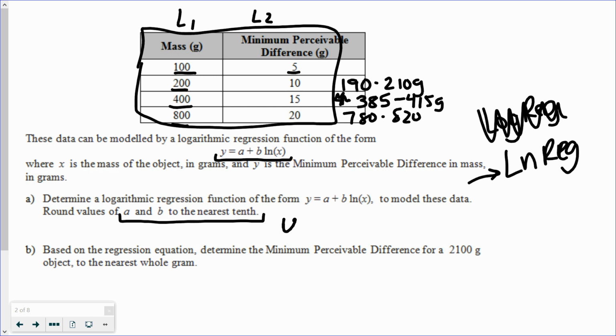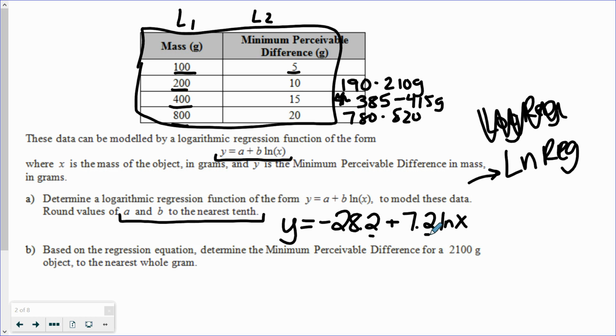So what I have down, again, without a calculator to verify that, is y equals negative 28.2 plus 7.2 times the ln of x. That's what comes up. So again, to the nearest tenth. Hopefully I rounded those right. So that's your logarithmic regression.